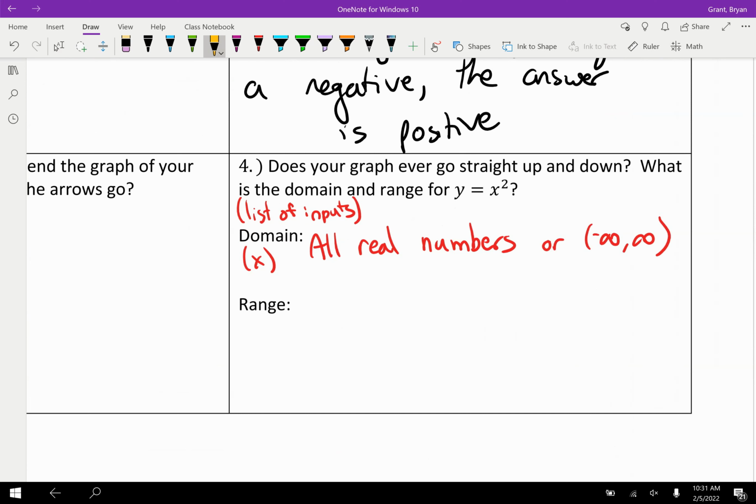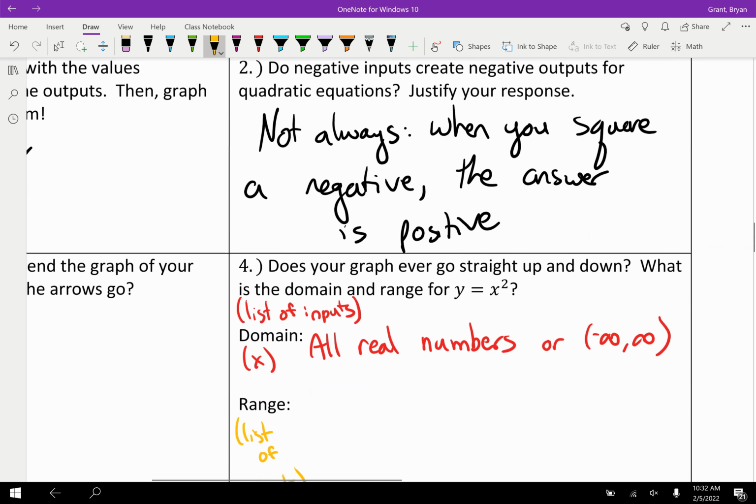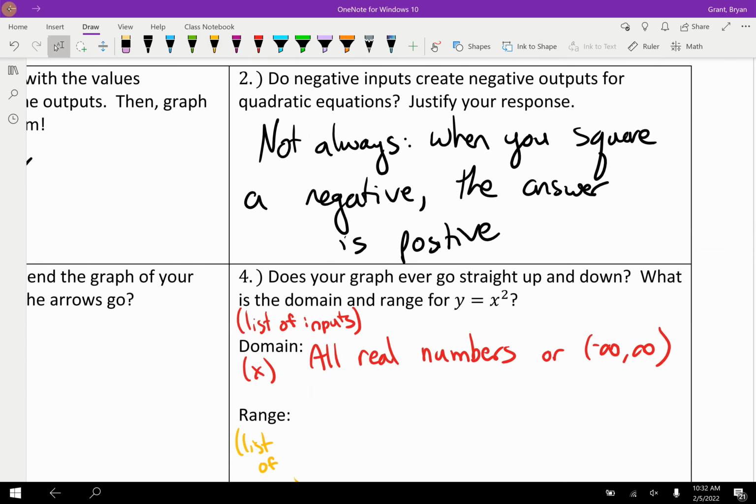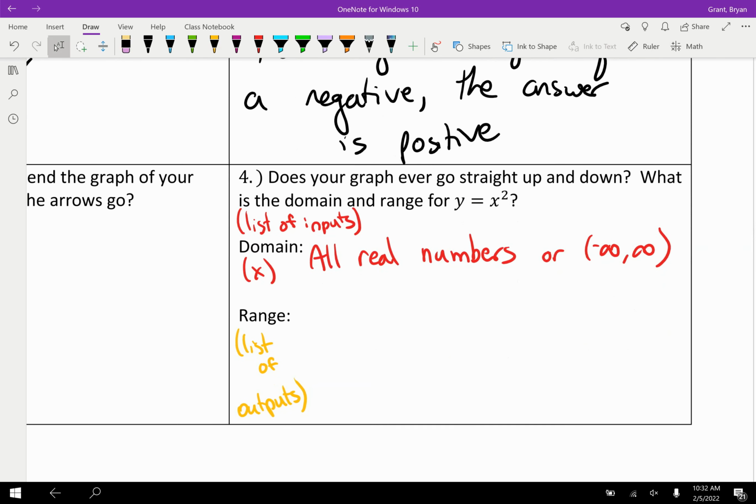This range, though, is going to be a little different. The range is, of course, the list of the outputs. Now, the list of the outputs is going to be restricted or may not be all real numbers based on what's happening to the inputs. In this case, my inputs are getting squared. And we just talked about what happens to inputs when you square them. Don't the answers, the outputs, become positive? So in this case, I think our range, or the y values, are really only going to be positive numbers.